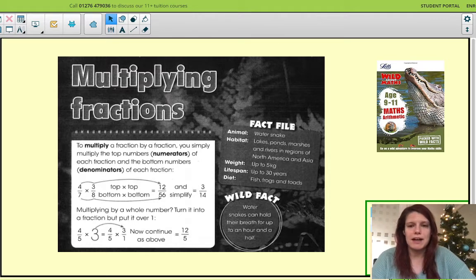Now, what's lovely about our Wild About Maths book is we have various interesting animal facts as well that you can enjoy. This section tells us about the water snake, which is exciting.